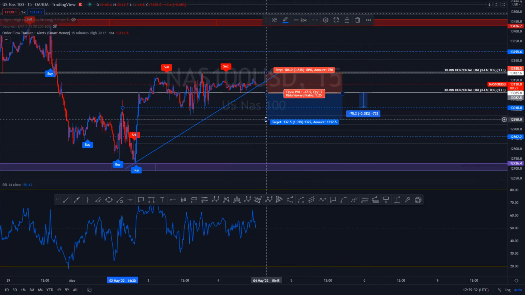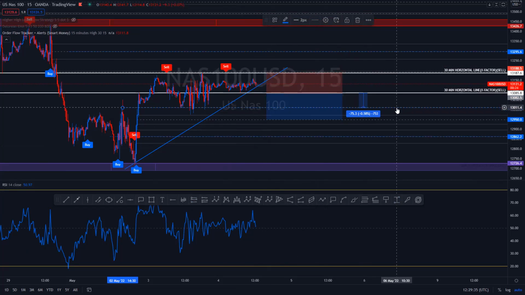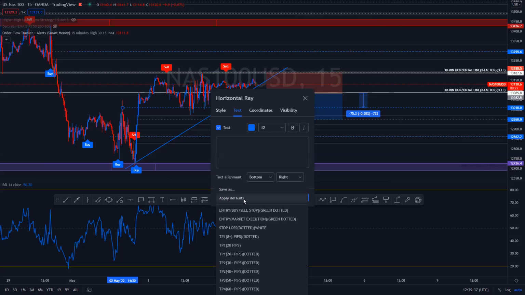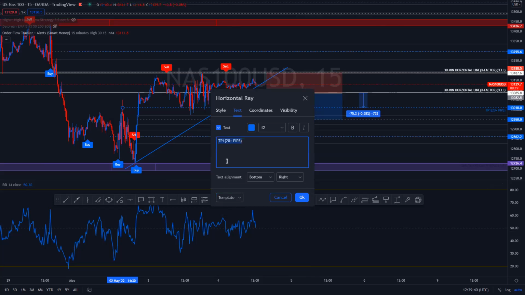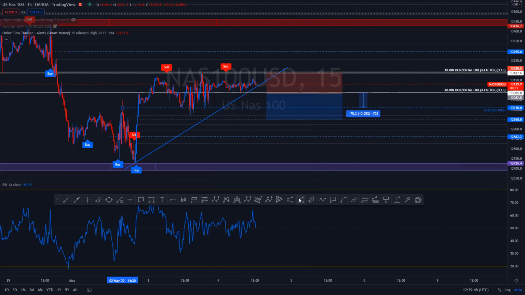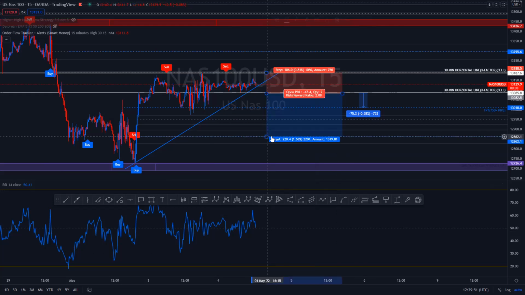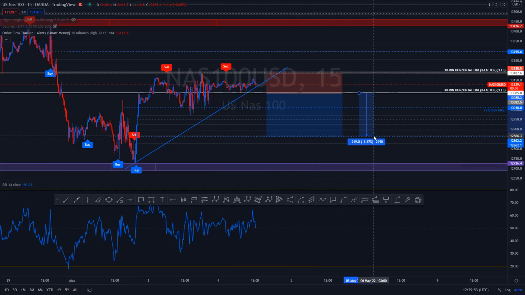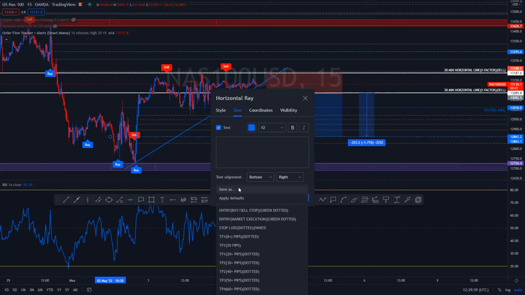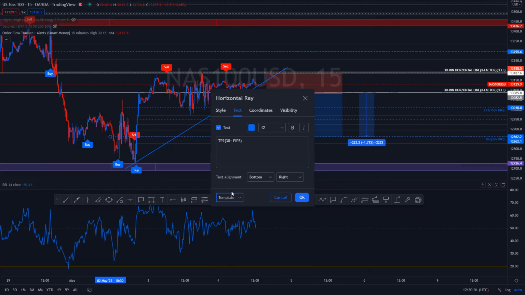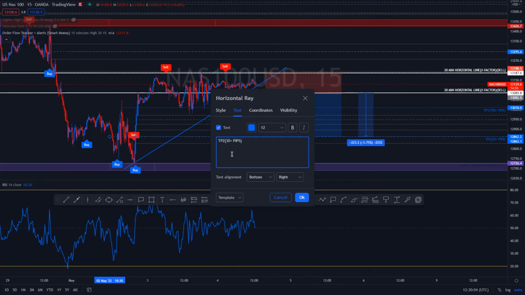And then I want to make this the second take profit. So I want to label this. This is going to be 750 plus pips. Okay, so that's going to be TP1. And then when I bring it down to here, it's going to be TP2. Let me say 2200 plus pips.